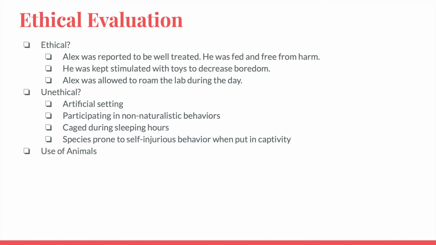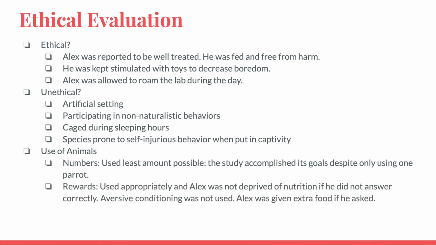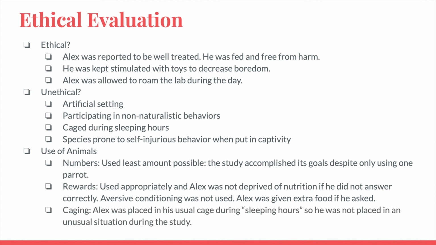In regard to using animals during a study, Pepperberg only used one parrot and managed to get the information that Pepperberg needed to conduct the experiment. The rewards were used appropriately, and Alex was not deprived of food when he answered a question incorrectly. Adverse conditioning was not used, and Alex was given extra food if he requested it. Also, Alex was only caged during sleeping hours, and Alex was not deprived of a spacious environment during the day.